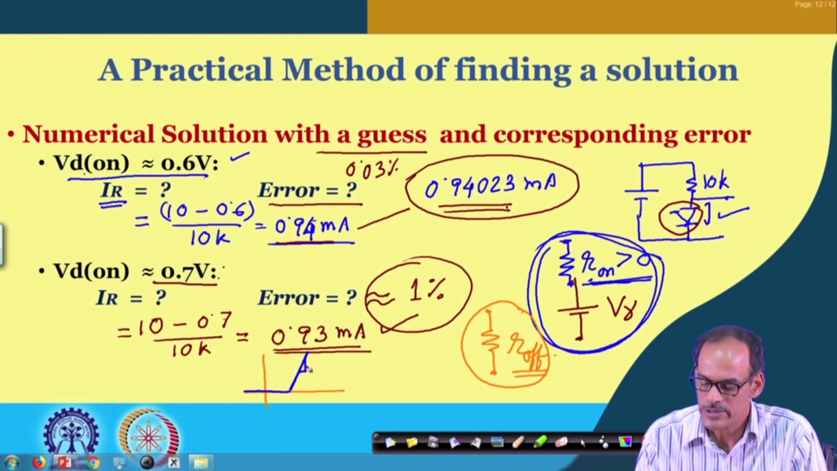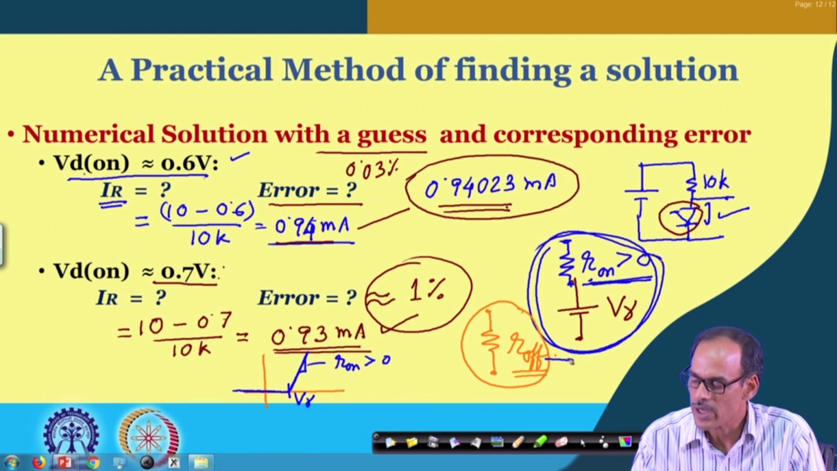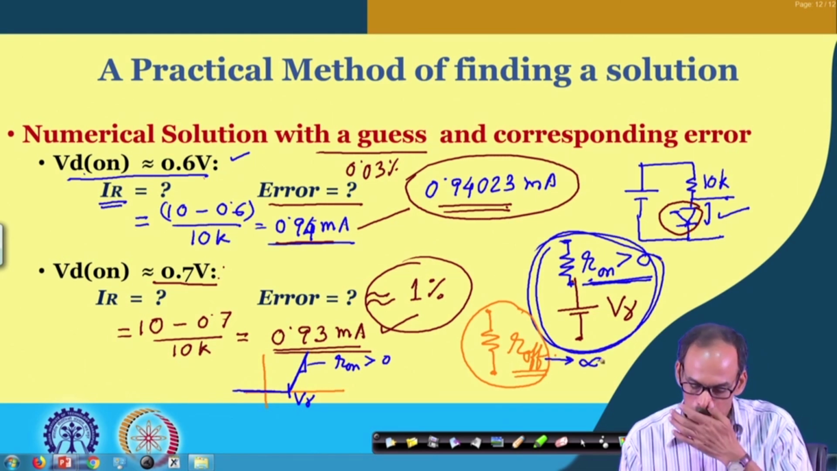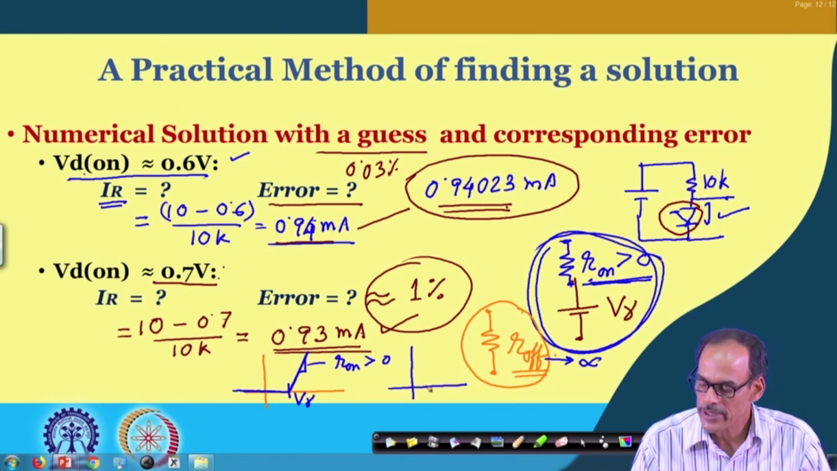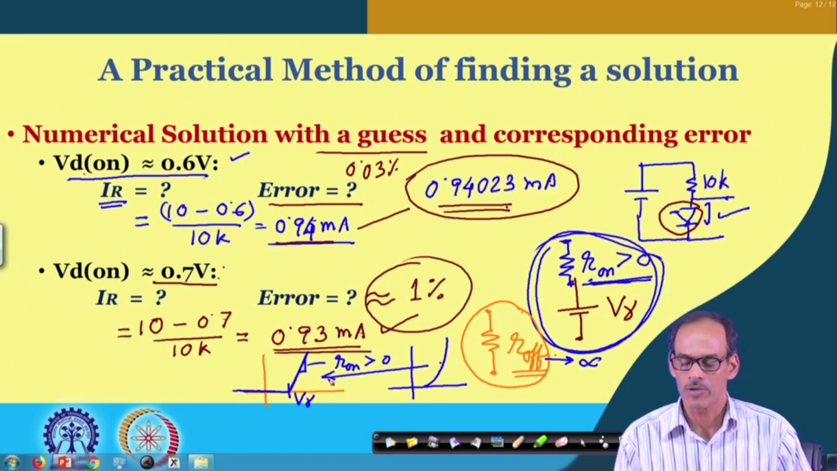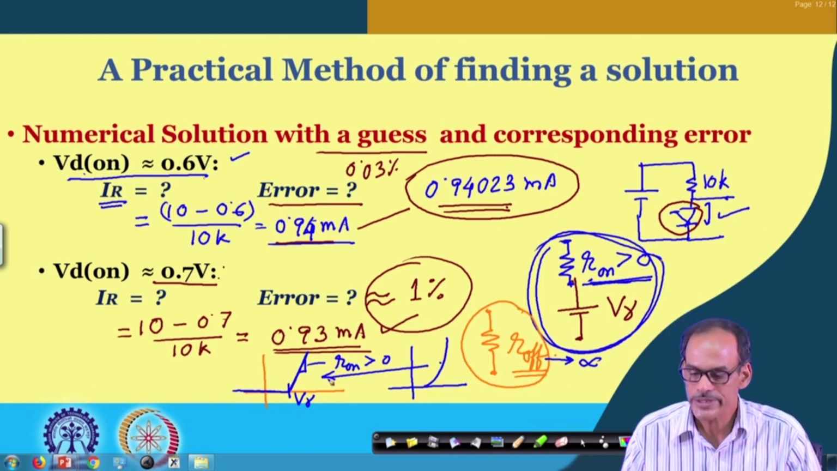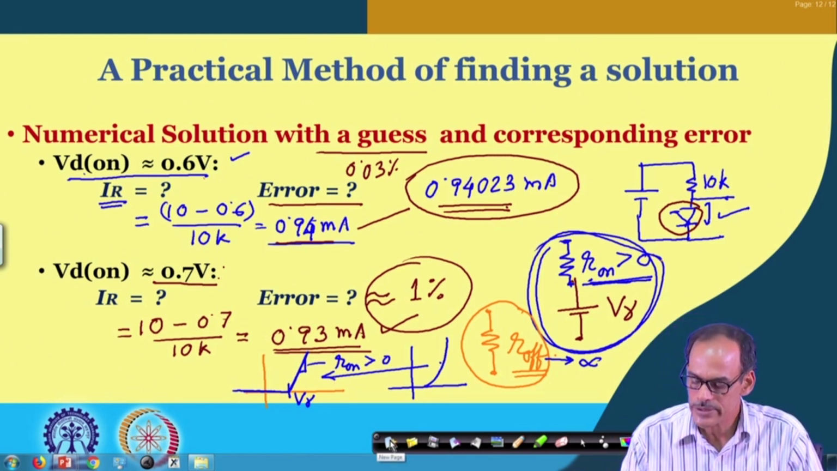This slope is representing the finite value of this R on, and this is the cut-in voltage, and this flat line indicates that R off is very high. Okay. So, we can say that this is the model we will be using instead of using our exponential relationship for practical purposes. Instead of this exponential relationship, we will be going for this piecewise linear model. And let us see how this model can be used.